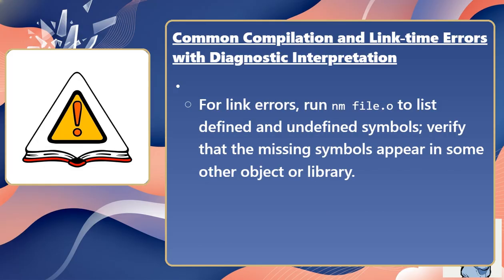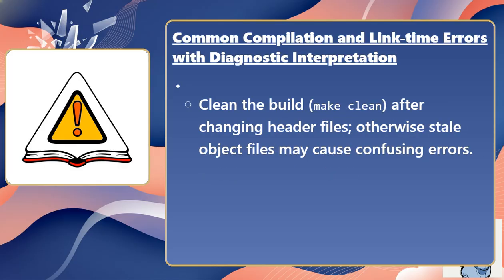For link errors, run nm file.o to list defined and undefined symbols. Verify that the missing symbols appear in some other object or library. Clean the build, make clean, after changing header files. Otherwise, stale object files may cause confusing errors.